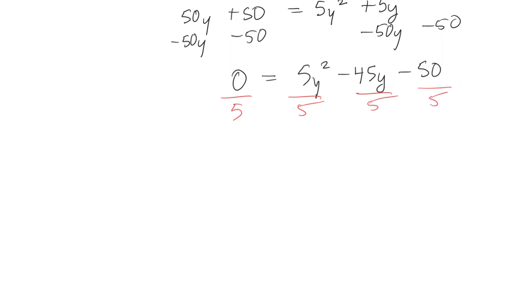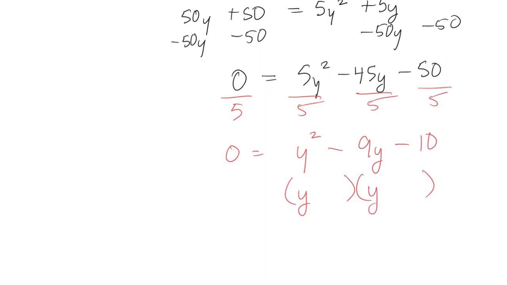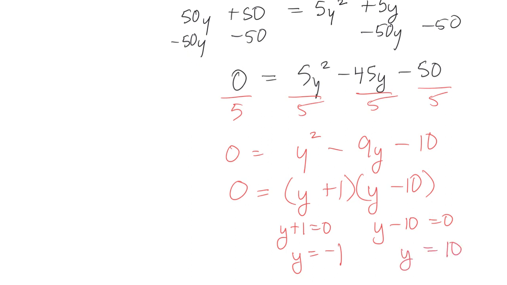So 0 divided by 5 is still 0. This would be y squared minus 9y minus 10. Okay, it's a quadratic, so I can factor it. So I have a y and a y. I think it'll be a minus 10 and a plus 1 equals 0. So now I have y plus 1 equals 0, or y minus 10 equals 0. So I'll say y is equal to negative 1, or y is equal to 10.